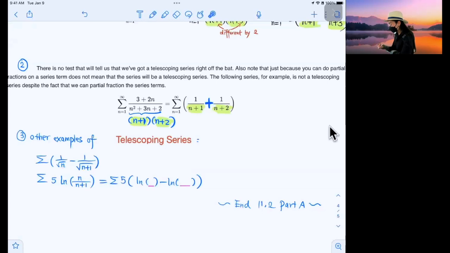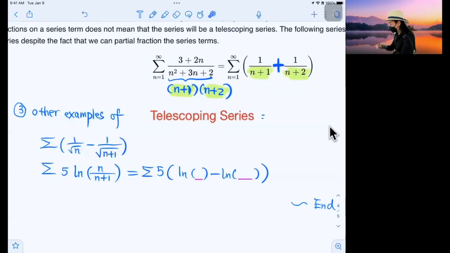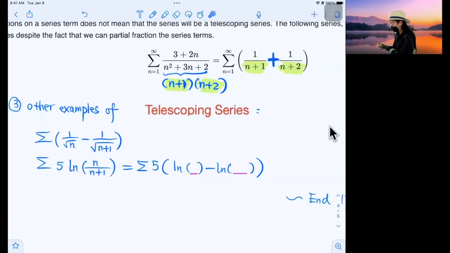Now, we're almost done with this. So for your homework, there's something like this, okay? This is, again, a telescoping series. How? You see right here, if you write down that, you can see that the middle ones are going to cancel. Write down the sum of the first n terms. This one over here, what can I write this as? I can put 5 here. Ln of a quotient is the difference of Ln of what and Ln of what?